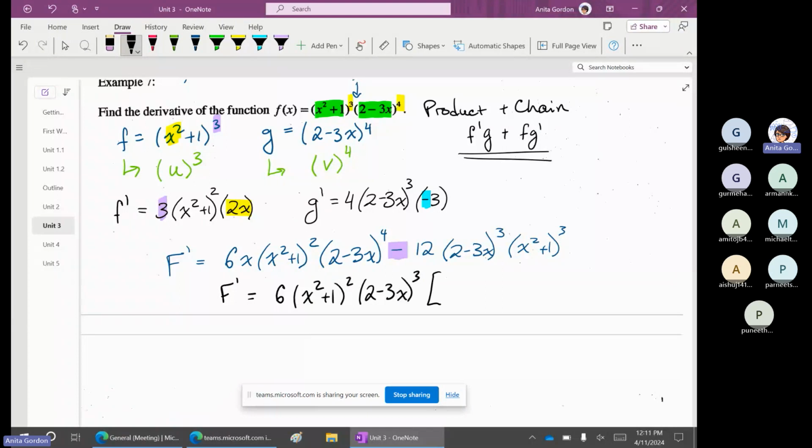And I could be left with 2 minus 3x minus 2x squared plus 1. You could distribute, collect like terms. You could certainly simplify it a bit more, but you're still going to end up with two terms. Unless you evaluate it at a point, you're usually going to get two terms when we work with the product rule.